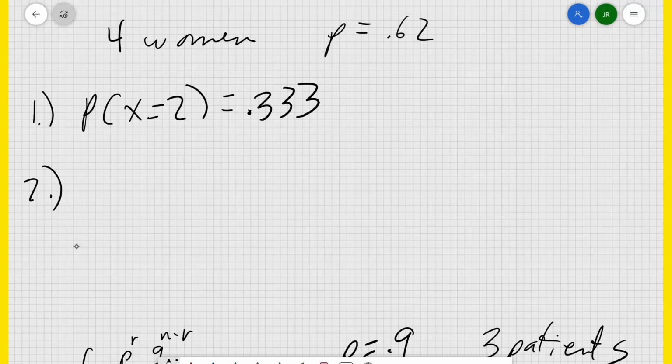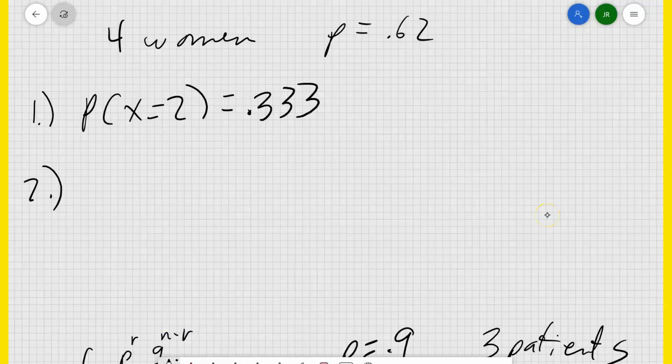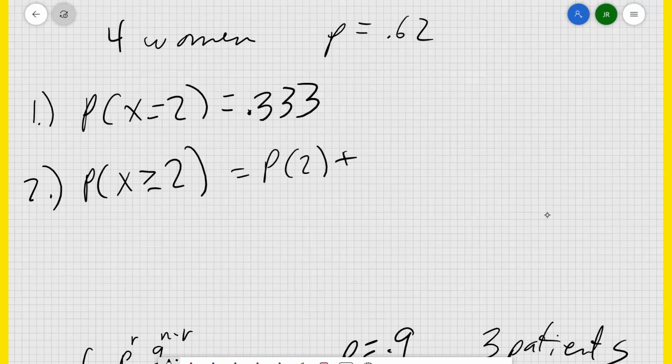All right, the second one, what does that ask me? That one asks me, what's the probability that at least 2 of them respond yes? Probability in this case is that X is greater than or equal to 2. So at least 2 means it could be the probability of 2, or 3, or 4. Since we're asking 4 people, the probability that it's at least 2 people could be the probability that it's 2, or the probability that it's 3, or the probability that it's 4, all added together.